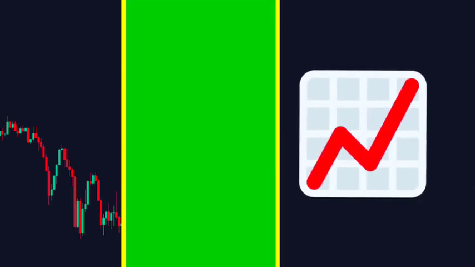So to make this easier, we're gonna mark this time zone with 2 yellow lines, one at 10 a.m. and one at 11:30 a.m. We only look for a trade setup inside these 2 yellow lines. If a trade setup happens outside these yellow lines, we do not take that trade.